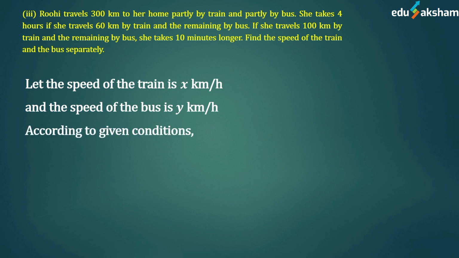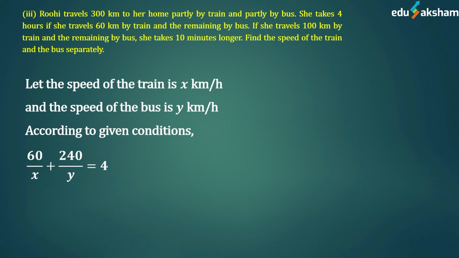इसमें हम स्पीड डिस्टेंस टाइम का फॉर्मूला अप्लाई करेंगे. डिस्टेंस बाय स्पीड इज इक्वल टू टाइम. 60 divided by x, which will be the time taken for her to travel by train, and 240 divided by y, which is the time taken by her to travel by bus. टोटल उसे 4 hours लगते हैं. सो हम 60 by x plus 240 by y को इक्वल टू 4 कर देंगे.